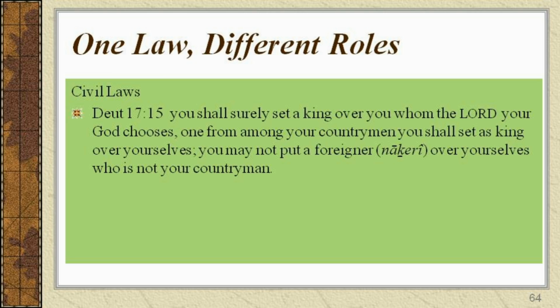This law specifically limited the government of Israel. The goal of this commandment is to prevent a foreign power from gaining control of the people. Ironically, this was one of the reasons that the Jews in the first century didn't accept Herod as their king, because he was an Edomite, a descendant of Esau.